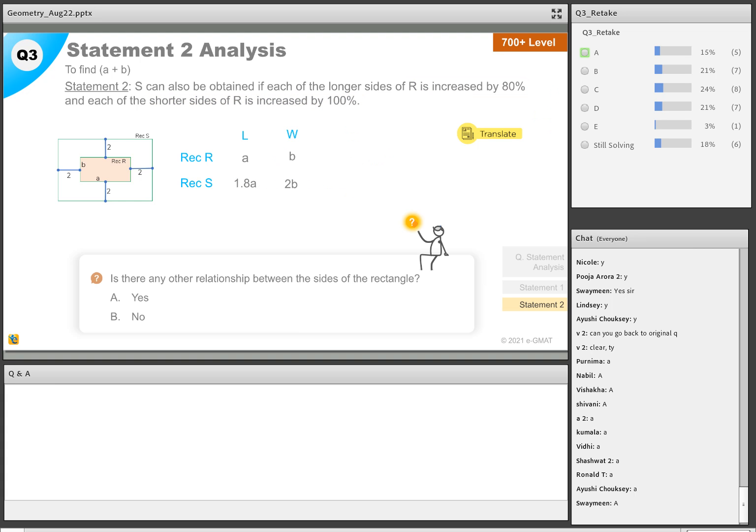Now, do we have any other relationships between the sides of this rectangle? Do you remember anything else? Okay, you tell me you remember something. You remember W is equal to 2, that is correct. But do you remember the values of L and W for rectangle S by any chance? If you do, please put that out in the chat pod.